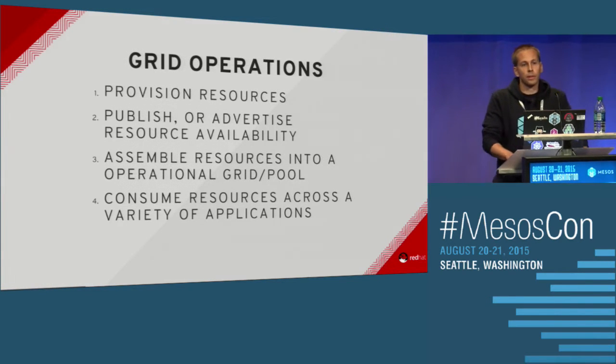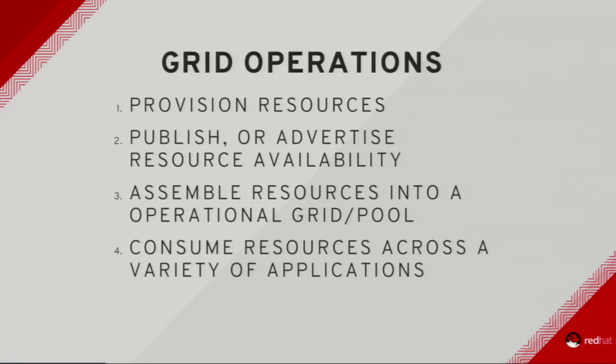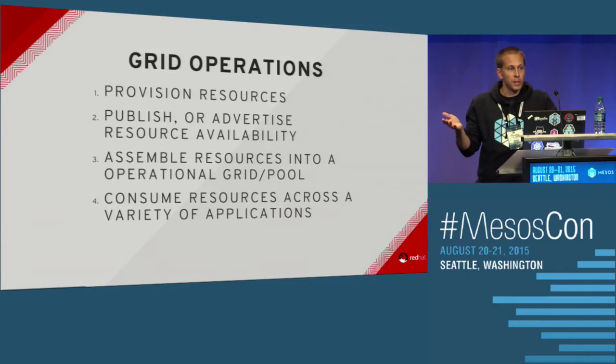So take a moment and try to look back and understand what are the basic operations that the grid provides or does. One, provision resources. Two, publish and advertise resource availability. Three, assemble resources into an operational grid or pool. Four, consume resources across a variety of applications. That sounds like everything that Mesos kind of does, and Kubernetes for that matter, right? So if I were to distill those two technologies down, this is the operational model that they both subscribe to, right?